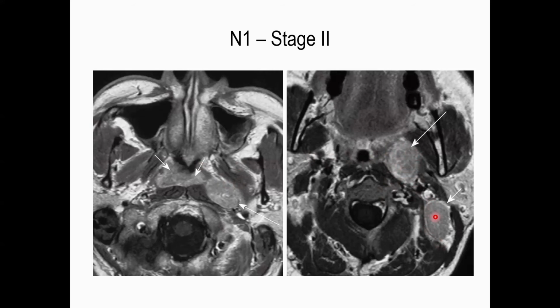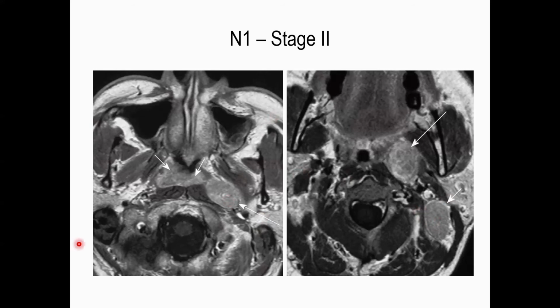Multiple nodes on one side is called unilateral. It is N1, provided two things. One, there is no node more than 6 centimeter, otherwise automatically it becomes N3. Or the patient should not have any node below the caudal edge of the cricoid cartilage. That I will show you later. In these two situations, it becomes N3. Otherwise, it is an N1 node.